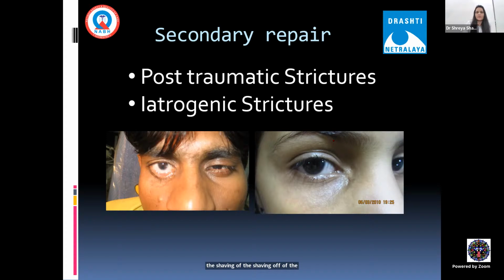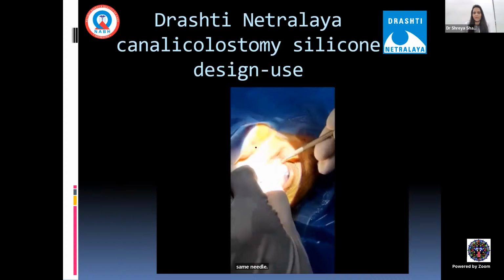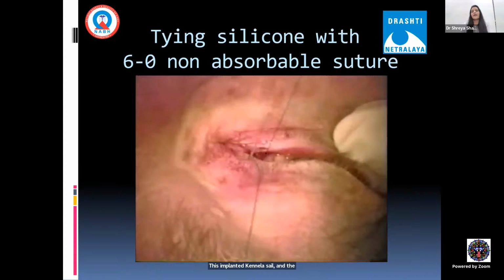So we came again with the silicone tube with the same needle. And now we have that inert material available. With the same technique, we are passing the silicone tube, which is easily available, through this blunt tip cannula, the same cannula. And the silicone tube is available, which you can tie with each other. And only one tube can be used in 10 patients.